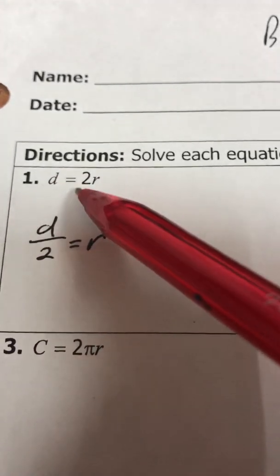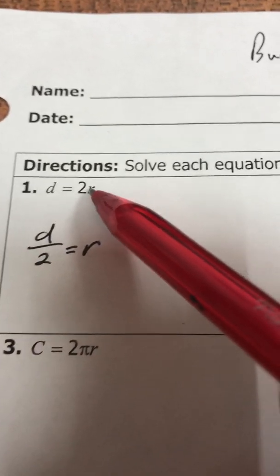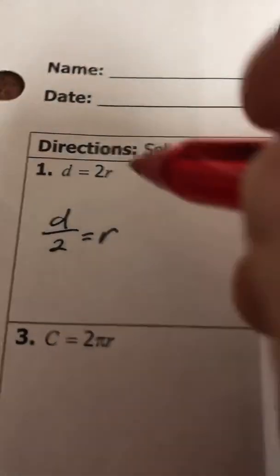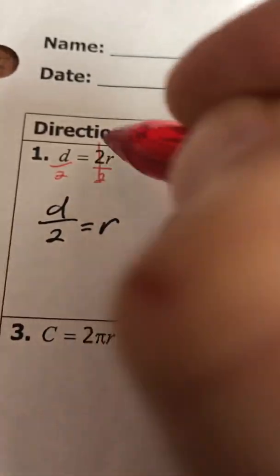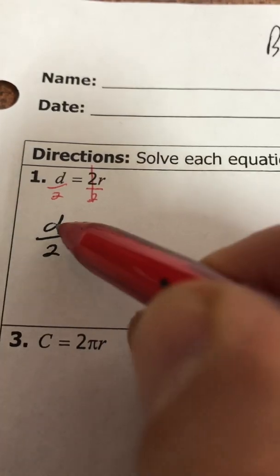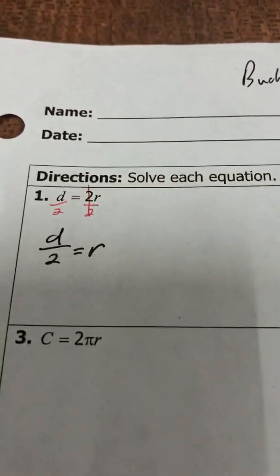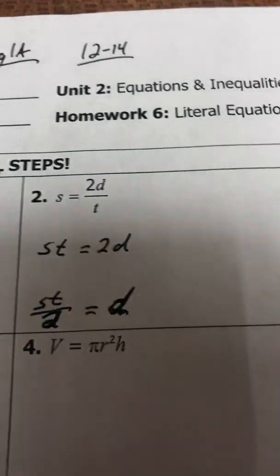I am going to solve for r. So I want to get r all by itself on one side. That means I've got to divide both sides by this 2, right? So that cancels out. That's why I did it on this side. So I get r by itself, and you just have d divided by 2 over on this side. So I'm done. I wanted to show you number 2, and we're solving for d.